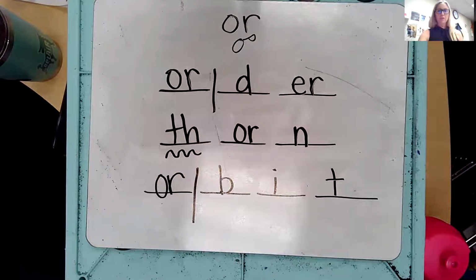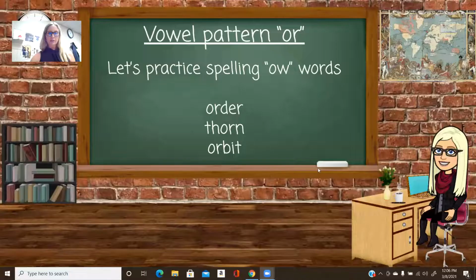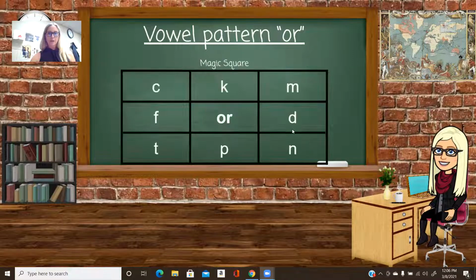All right, so we've done some dictation. We've had the opportunity to spell a few more words. Let's jump back over to our presentation for a moment. So again, we did the word order, thorn, and orbit. Oh, I forgot to change it right there. All right, here's what I need you to do. I need you to pause your video at this point, and you are going to create some of your own words using the magic square.